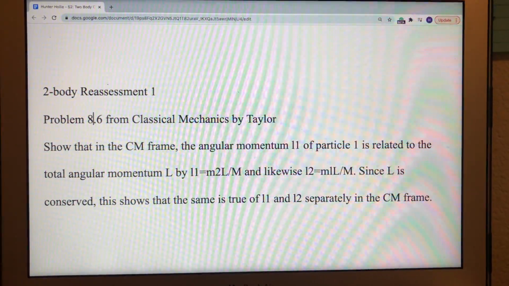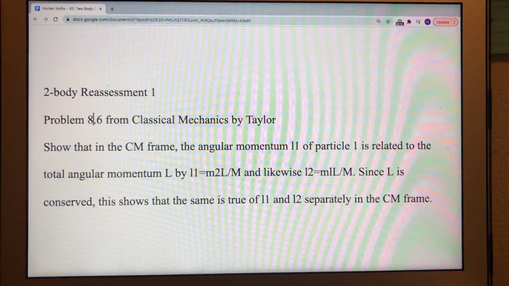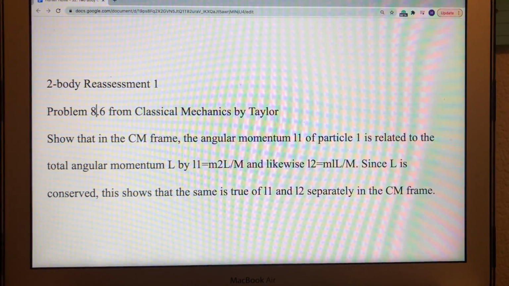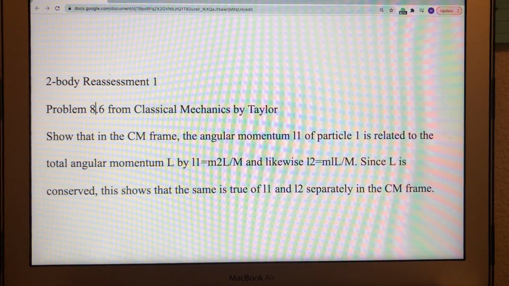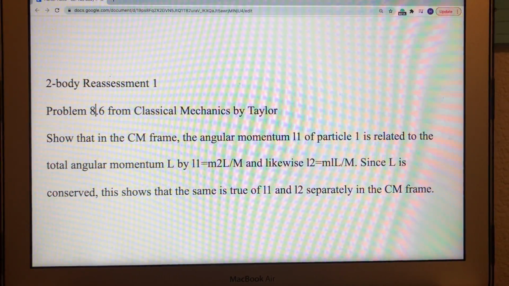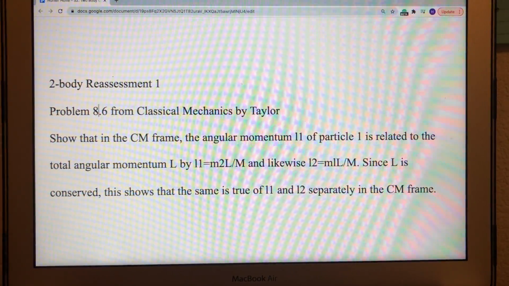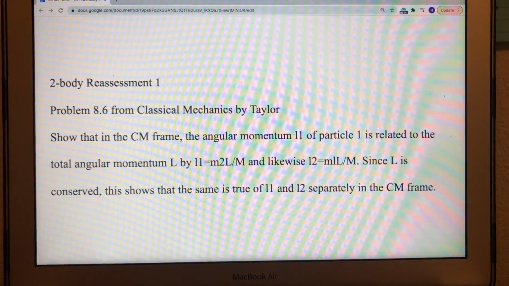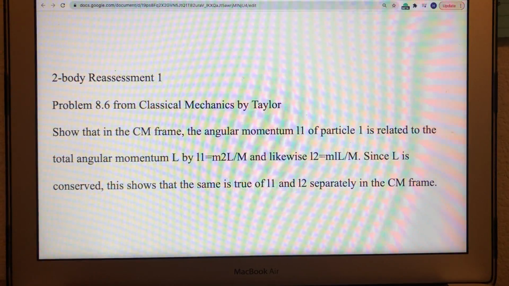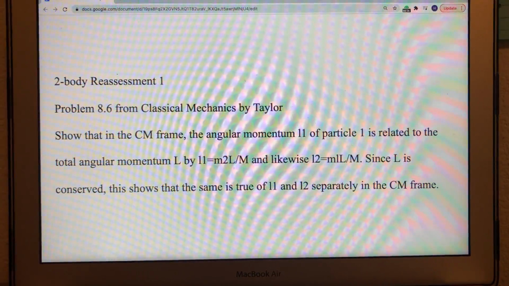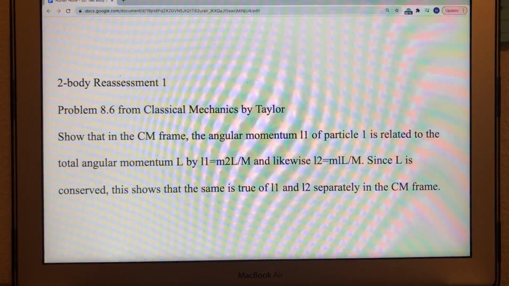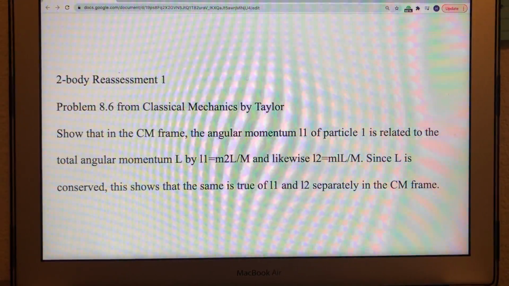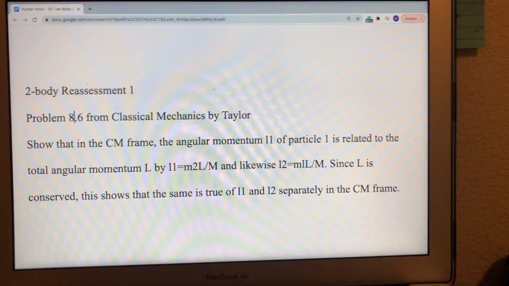Two-body reassessment, and I chose problem 8.6 from Classical Mechanics by Taylor. It says, show that in the center of mass frame, the angular momentum L1 of particle 1 is related to the total angular momentum L by L1 equals m2 L over M, and likewise L2 equals m1 L over M. Since L is conserved, this shows that the same is true of L1 and L2 separately in the center of mass frame.